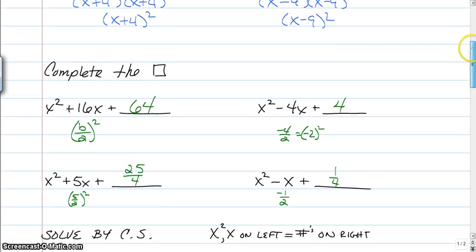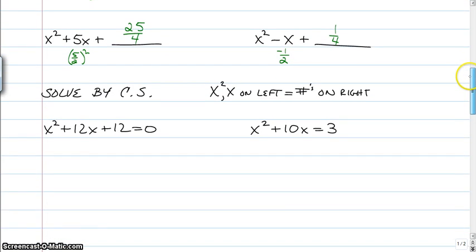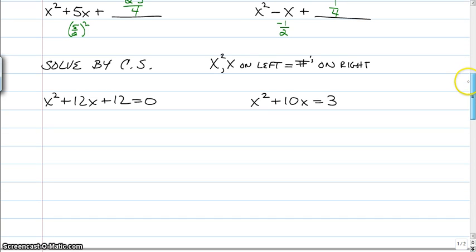So how are we going to use completing the square? Well, we're going to solve equations. And eventually we're going to reorganize equations so we can graph them easier. So this is what we need to do. X squareds and x's on the left are equal. Put the numbers on the right. So your first step is to make sure that you get only x's on the left.